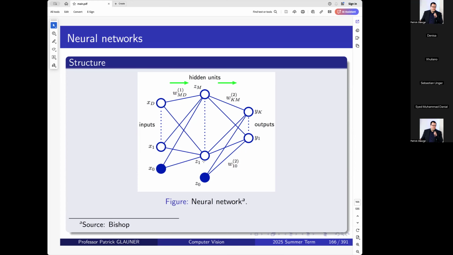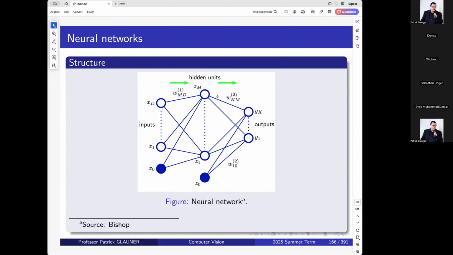And x2 would also be connected up to xd to all the units in a hidden layer. And then all units in the hidden layer are connected to all units in the output layer. So Z1 would be connected to Y1, Y2, and so forth, and Zm would again be connected to all the output units. And the neural network may not just have one hidden layer.